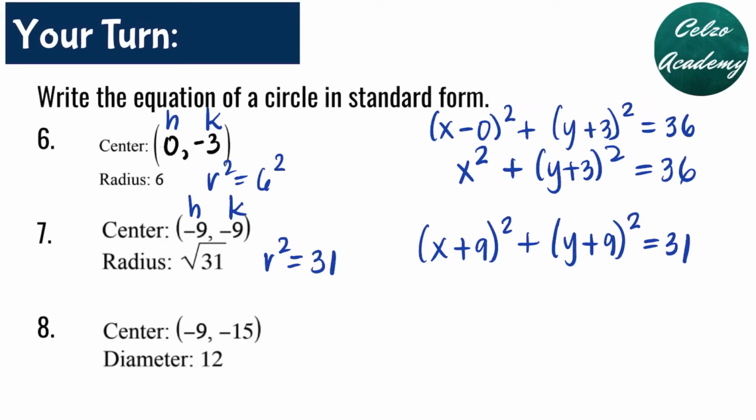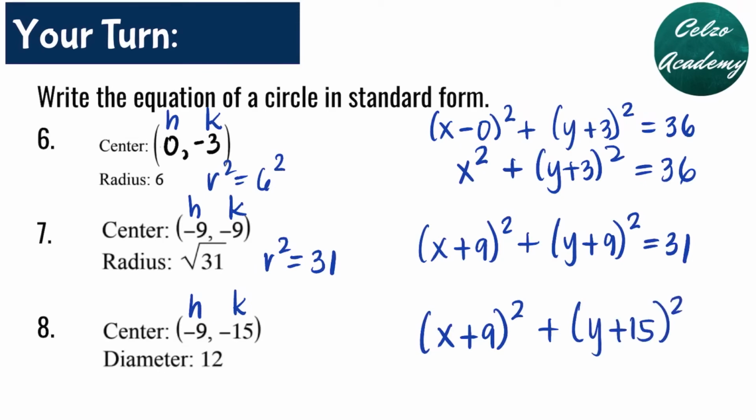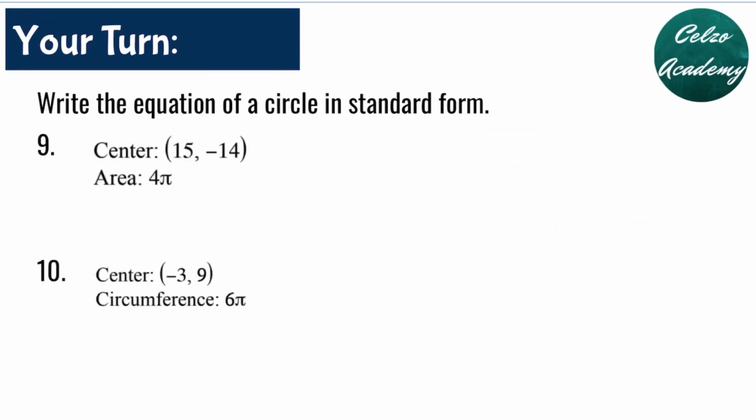Question 8. Center is (-9, -15), and diameter is 12. So for number 8, h is negative 9 and k is negative 15. So we will have x minus negative 9, or that's plus 9 square, plus k is negative 15, so we have y minus negative 15, or that's plus 15 square. The diameter is 12, so r is half of 12, which is 6, and r square is 6 square, or that's 36. So the answer for question number 8 is (x + 9)² + (y + 15)² = 36.